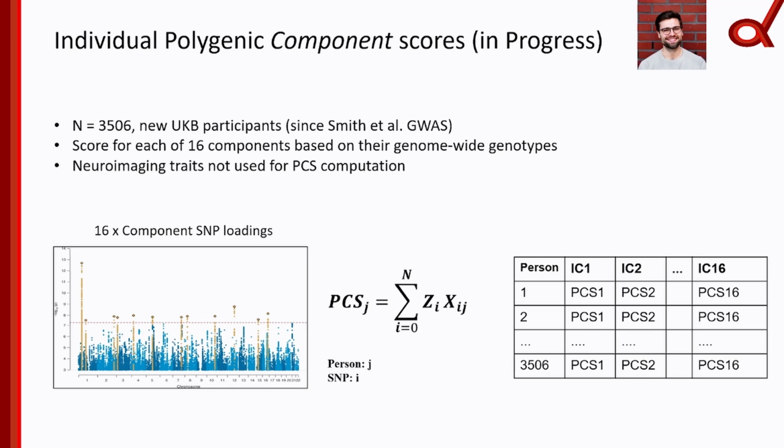place. So we took over 3,500 individuals who had not been included in the original GWAS, and we computed individual polygenic component scores for these individuals based on our independent components. And we did this in a way that is very similar to standard polygenic scoring. So we took for every individual, for every component, the individual SNP genotype, and that multiplied by the SNP loading for that component, and the sum of that will be that individual's component score. So with that linear combination, we end up with 16 polygenic component scores for every out-of-sample individual.